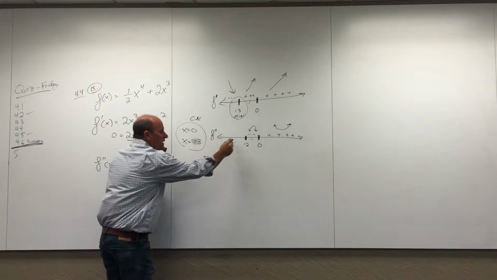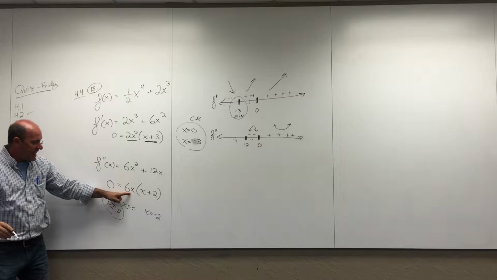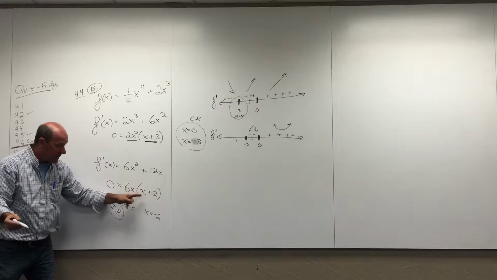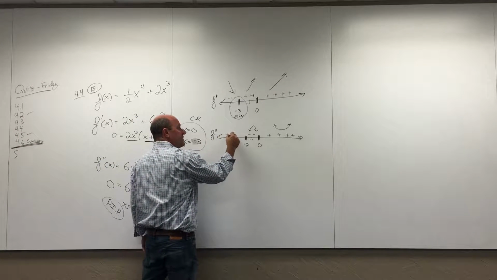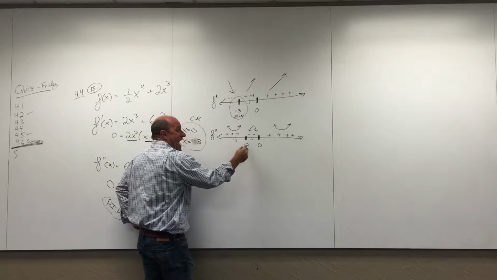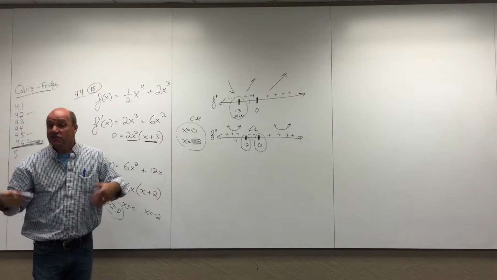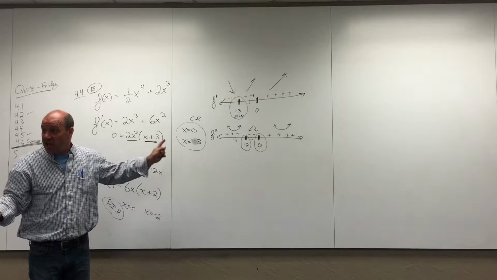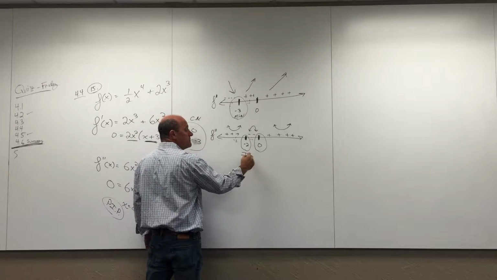We'll try a negative 3 here. Negative 3 makes that negative 18. That's negative, and a negative times a negative is a positive. So this is positive, so this is concave up. So at these places that I was investigating, it really did change concavity. So they really are inflection points.